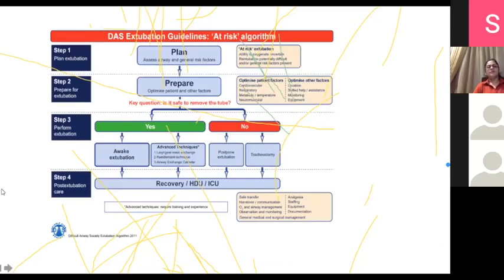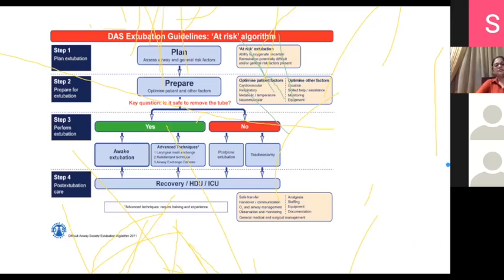This is for the at-risk group. And again, it's plan, prepare, perform, and post-extubation. So planning, again, look at your general risk factors and ask the question, is my patient at risk? You then prepare and you optimize the patient factors as well as the other factors, just like in the previous algorithm. Here, the key question is not whether you're going to extubate deep or awake. Here, the key question is, is it safe to remove the tube?